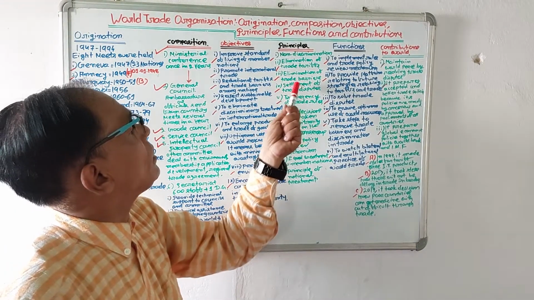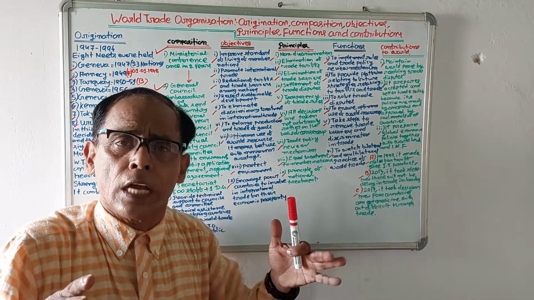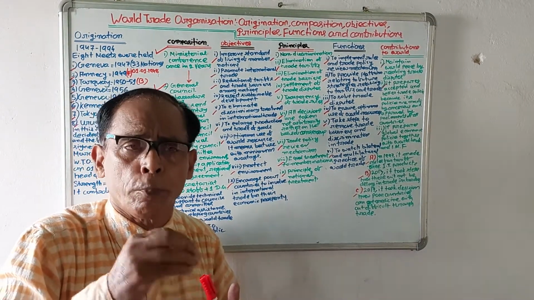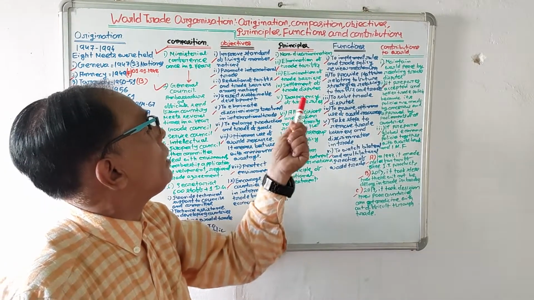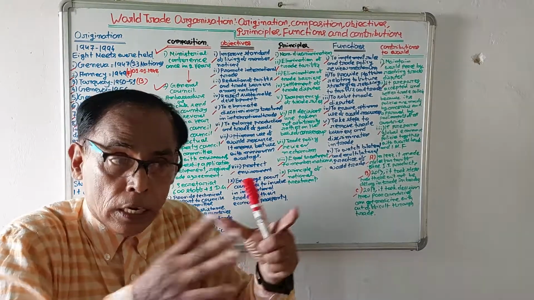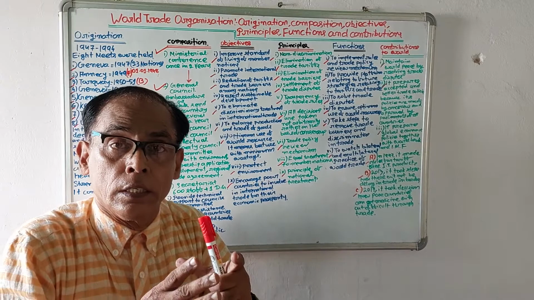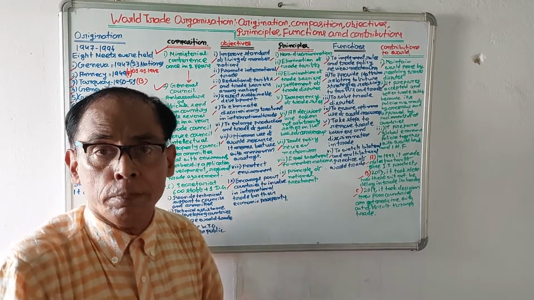Number 3, elimination of trade barriers. It wants to eliminate trade barriers among nations. No nation should put restrictions on the goods of other countries. Number 4, settlement of trade disputes. Its other principle is to settle disputes relating to international trade so that better trade can be possible.